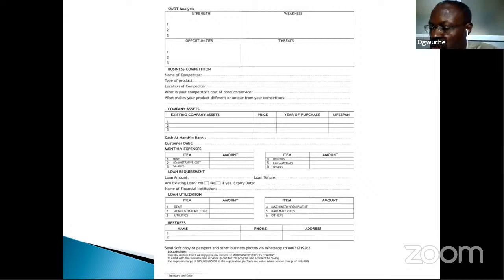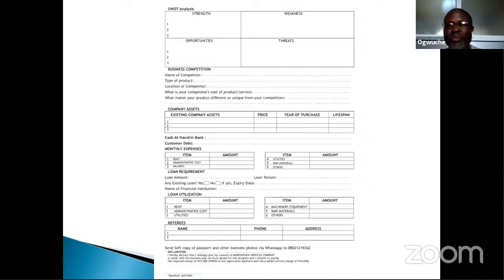Your areas of weaknesses could be in the area of poor distribution network. You are just coming into this line of business maybe, and of course you don't have the resources here, and you don't have the delivery van to be able to deliver your produce. So this could be a challenge for you. Poor distribution network could be a weakness for you at this point in time.